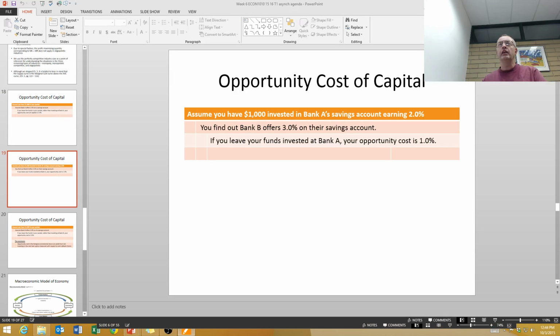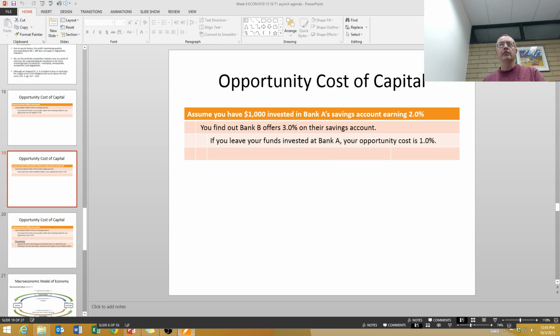Okay, so now let's say you go ahead and invest $1,000 in the savings account at Bank A, and you're earning 2%. And then as you walk down the street a little bit further, you see Bank B offering interest of 3% on their savings account. If you decide to leave your $1,000 at Bank A rather than switching to Bank B, then your opportunity cost is now 1%, because you're foregoing this difference between the 3% offered by Bank B and the 2% that you're receiving at Bank A. You're suffering a loss there of 1%. So you're suffering an opportunity cost of capital of 1%.